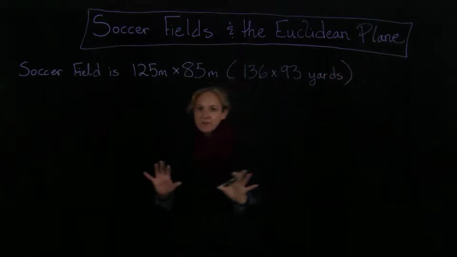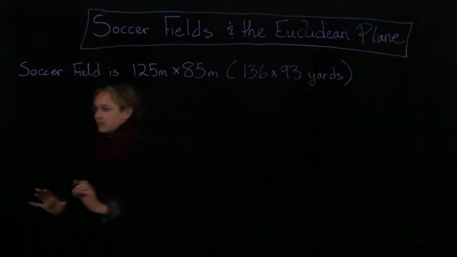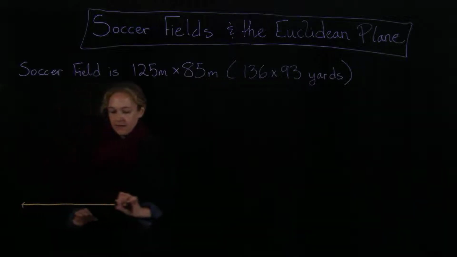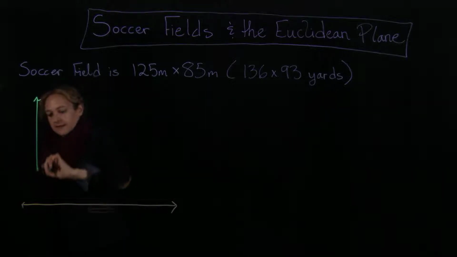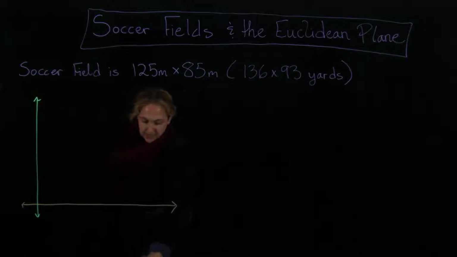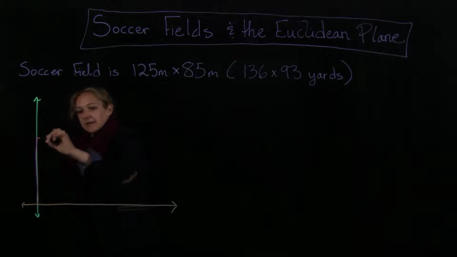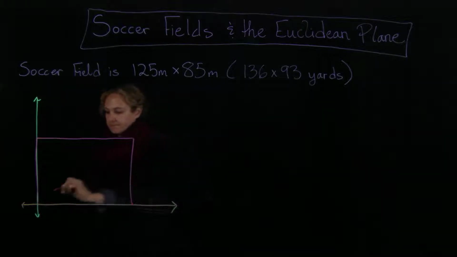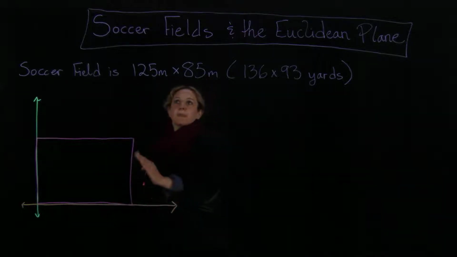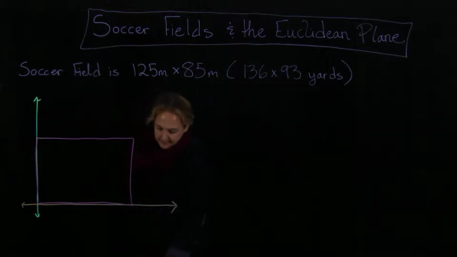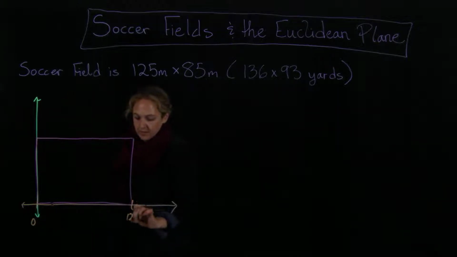So what can that tell me in terms of how I'm going to look at the field? If I had my coordinates here, and I'm not going to label anything on here yet, I can have one axis like this and one axis like this. And then your pitch can sit right inside of here. You can imagine it almost as sitting right inside of the plane like this. So if it sits like this, then my 125 meters is going to go from 0 to 125.